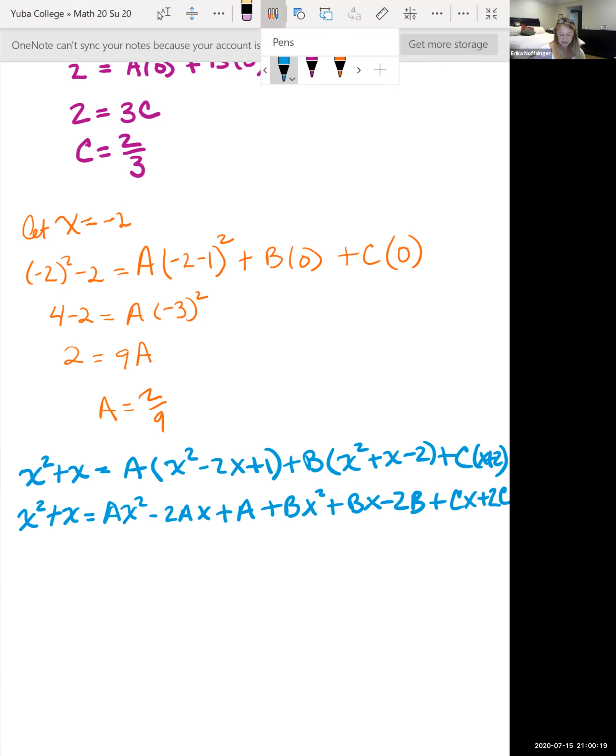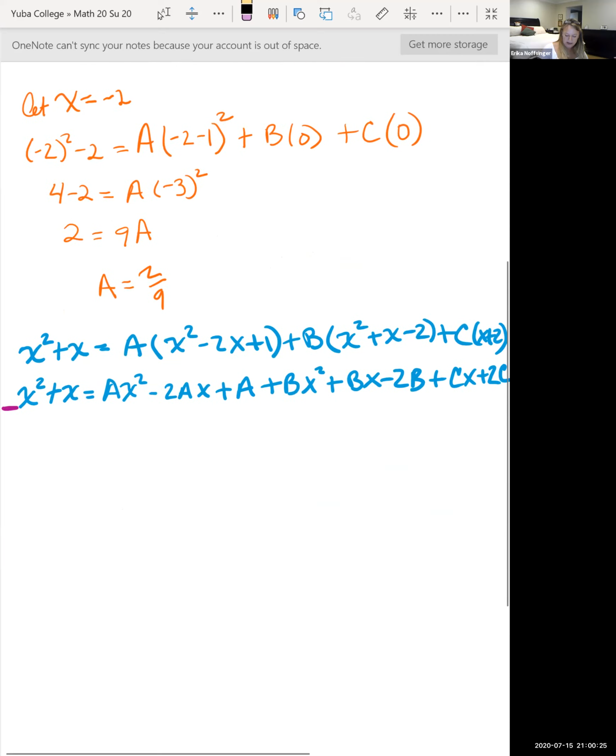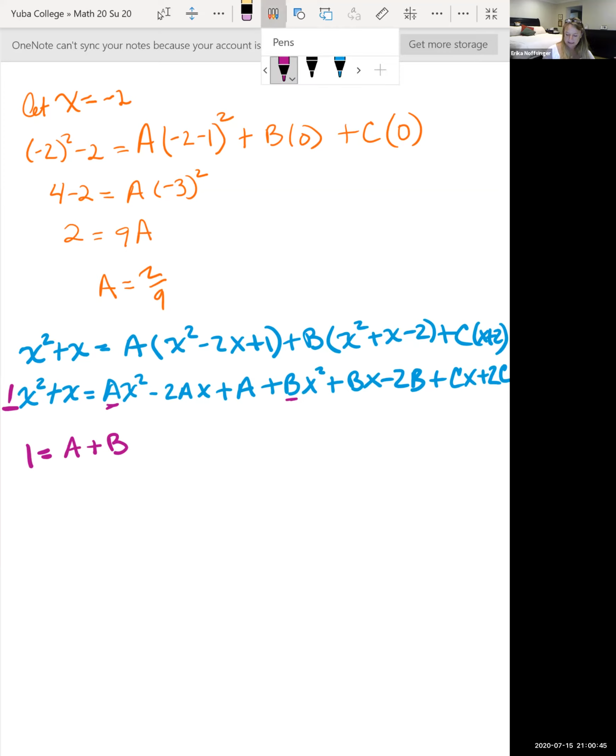So looking at coefficients, in front of the x squared is 1 on the left-hand side. So this 1 has to be equal to the coefficients in front of the x squared summing up. So we know that A plus B has to equal 1. Looking at the coefficients in front of x, we have 1 in front of x, so 1 must equal negative 2A plus B plus C.